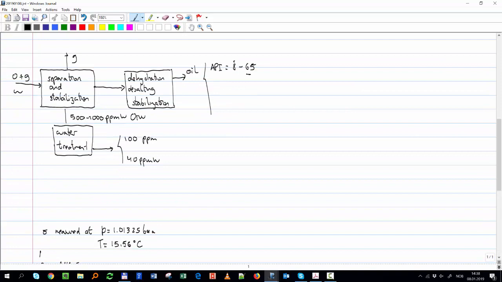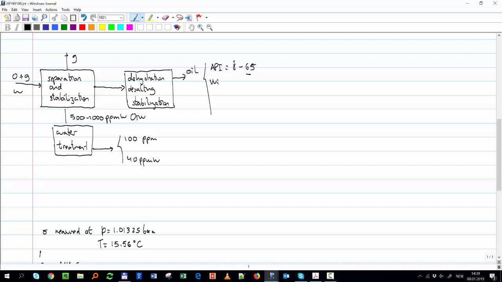So API, which is simply density, is supposed to be between 8 and 65. The water content: why was water important, if you remember from last class? One main enemy that I would wake you up for in the middle of the night. Why is water important in oil transport? You have to tell me. Corrosion. That is one big problem. Corrosion in tanks, in the tanker, in pipes, all kinds of things.